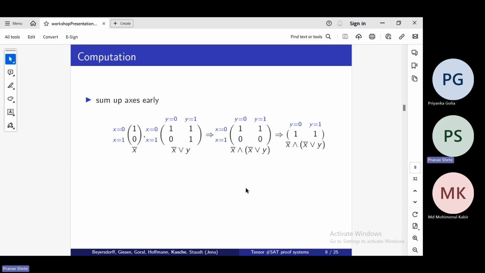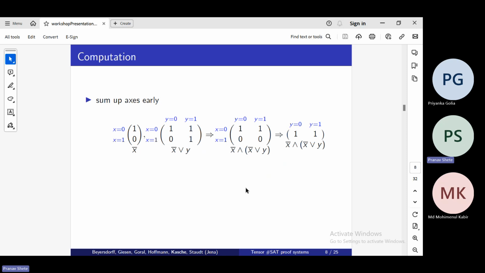Now, we defined the full contraction via the full combination, but that's in general an inefficient way to compute it. Because if we have a big tensor network with many axes, then the full combination will be a really big tensor, with its number of entries being 2 to the power of the number of axes. So to reduce the computational workload, we always sum up the axes as early as possible.